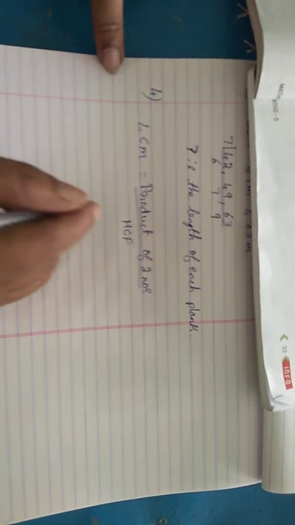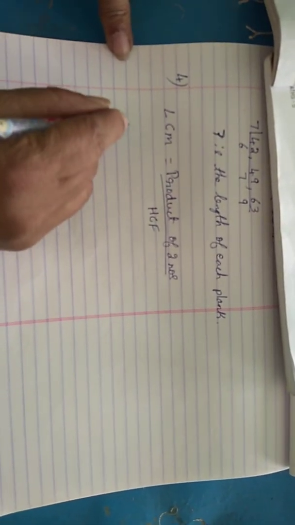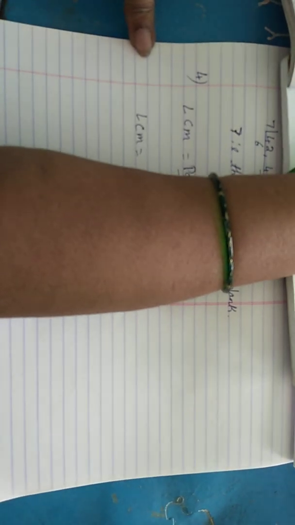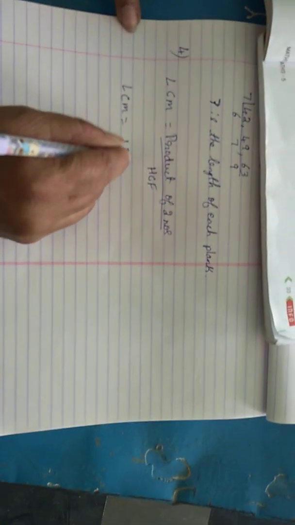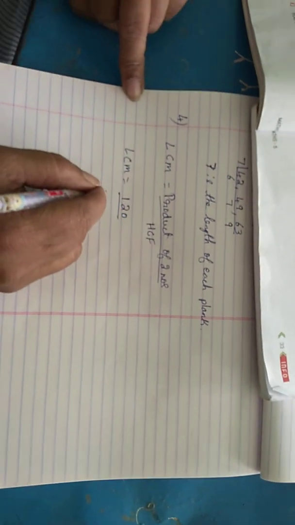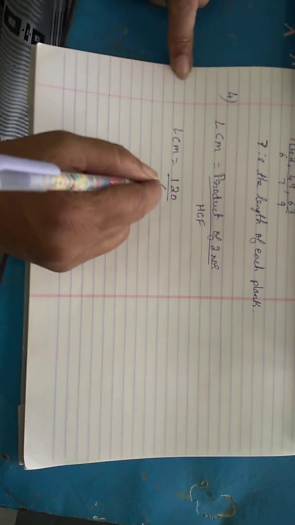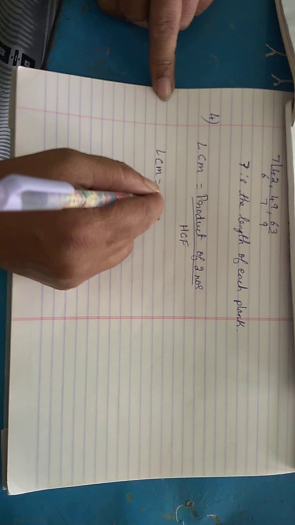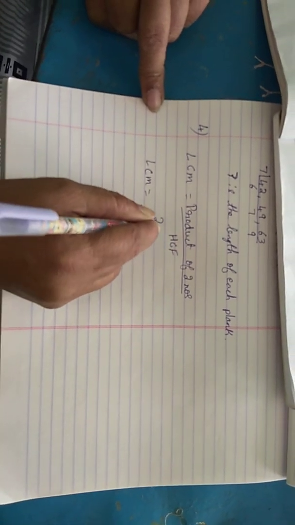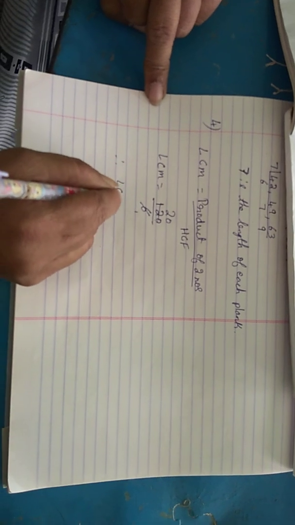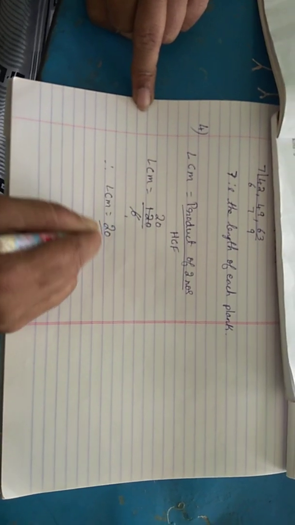Okay children. See, LCM is equal to product of two numbers, which is 120, so write 120 by HCF, which they gave as 6. So you have to simplify now. You know that 6 ones are 6, 6 twos are 12, 6 zeros are 0. So LCM is equal to 20.